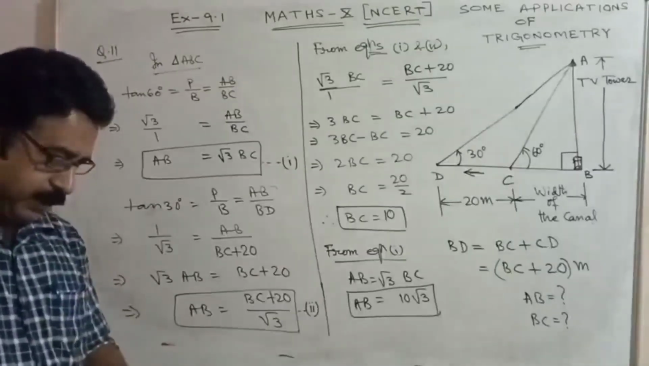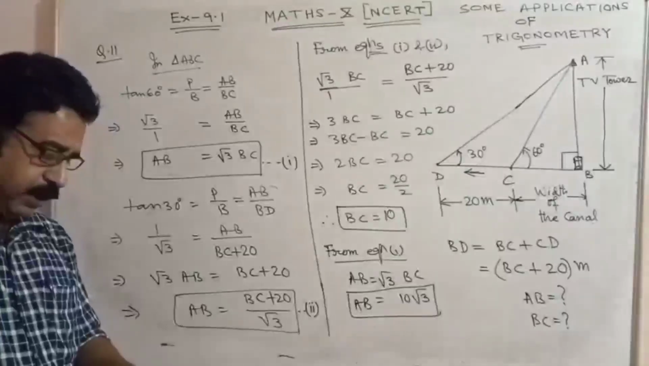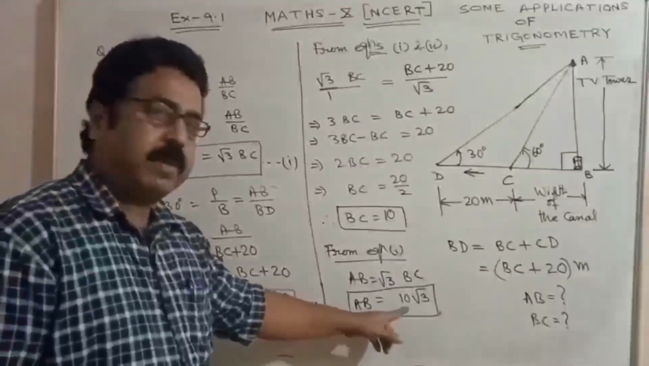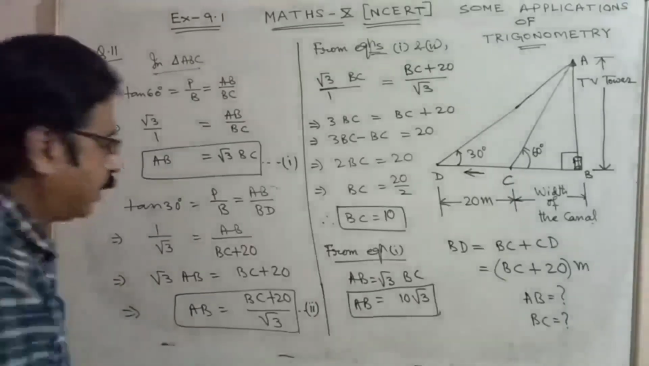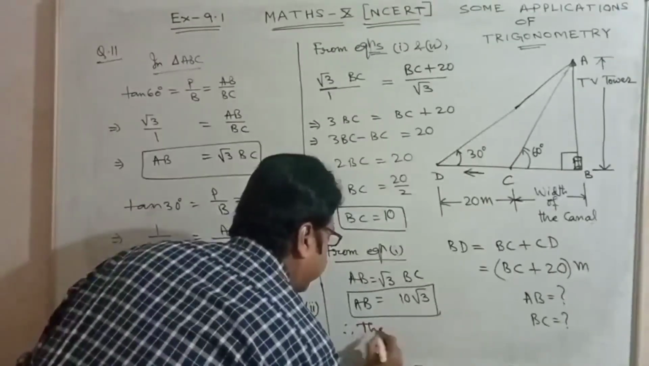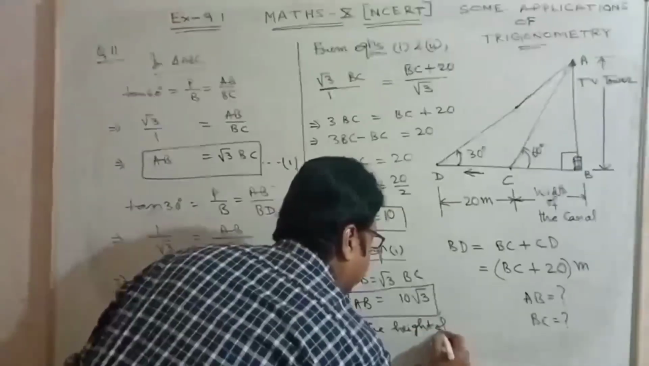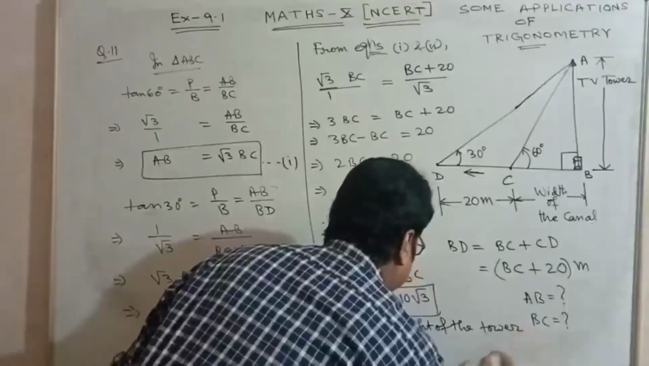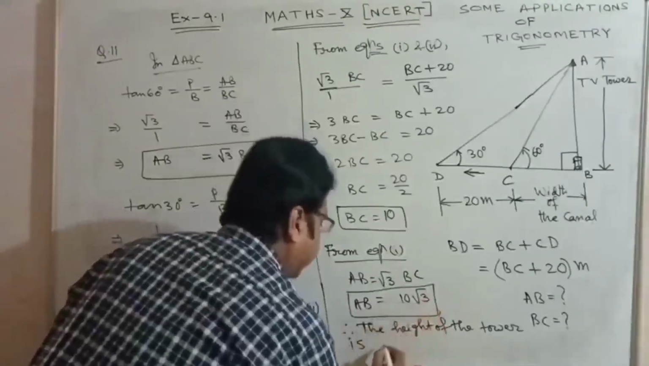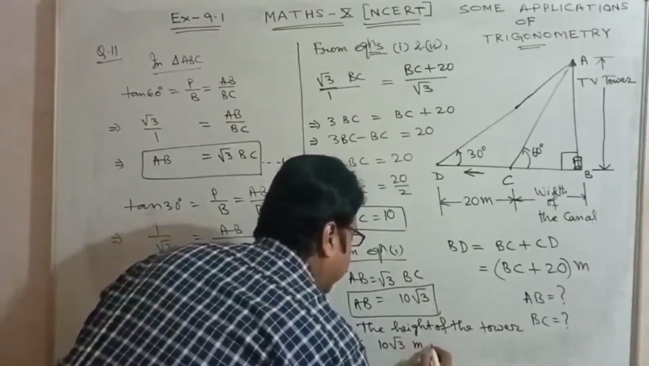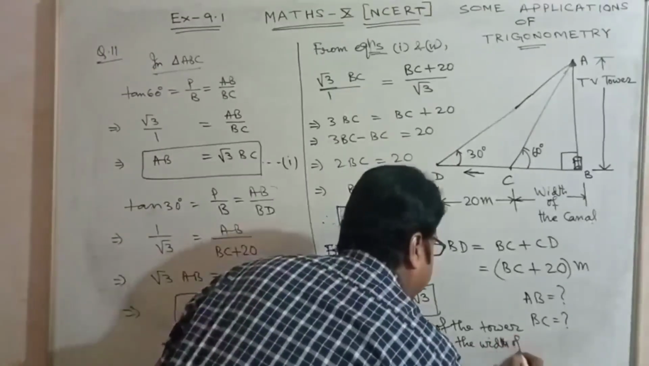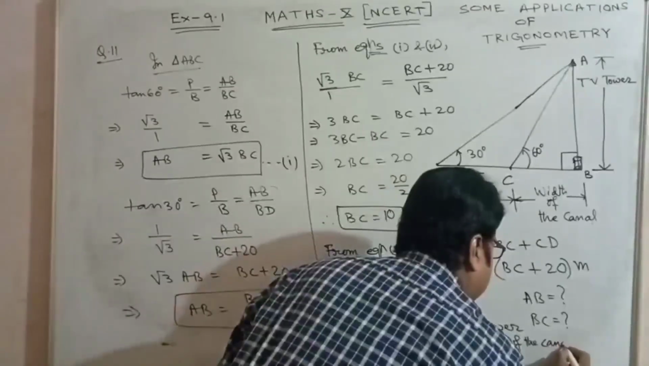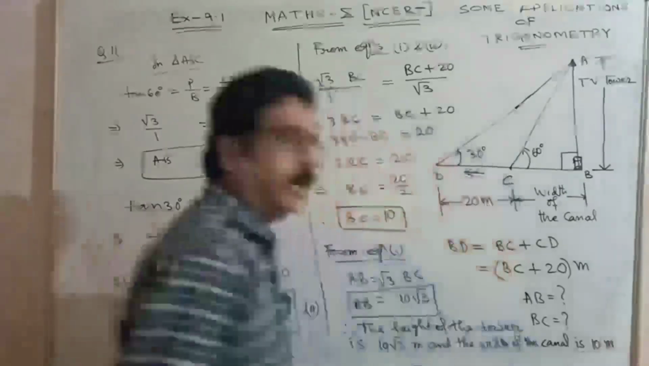Finally, we can write the answer in language. Find the height of the tower and the width of the canal. Height of the tower, AB, we got this much. Therefore, the height of the tower is 10 root 3 meter and the width of the canal is 10 meter.